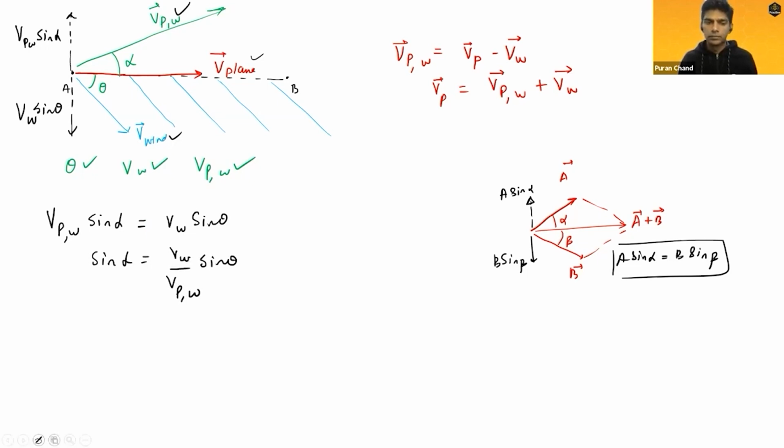So from this, sin alpha comes out to be VW upon VPW. If we say VW is U and the velocity of plane with respect to wind is V, then we have sin alpha equal to U by V sin theta. Clear?